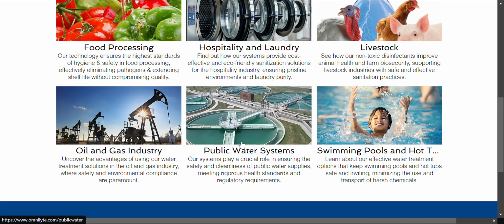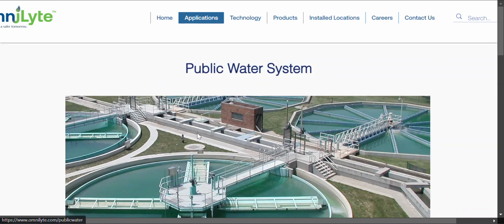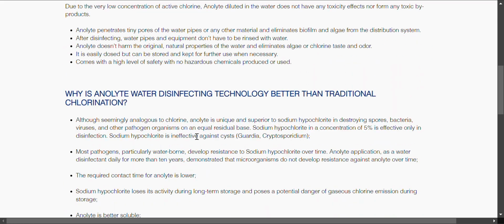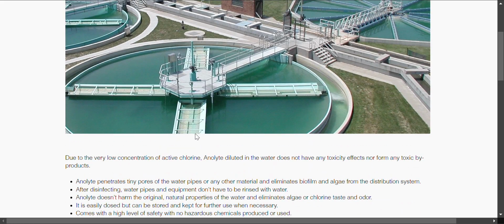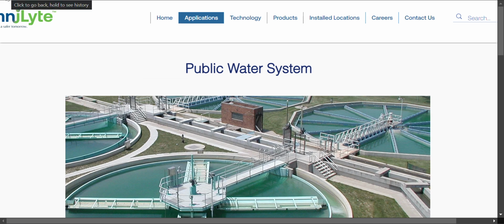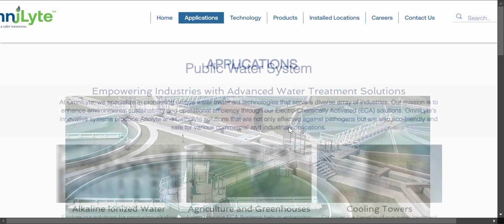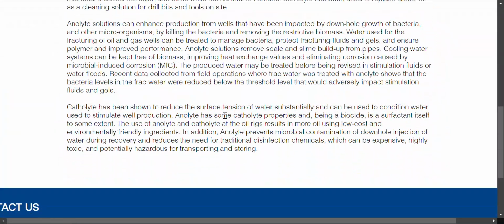And then public water systems, I'm not going to click on this one. I mean, sure I will, why not? But water treatment, drinking water, municipal water, there are ways for our machines to be integrated into these systems to eliminate everything, again, from biofilm, algae, contaminants, toxins. But again, this is a much more in-depth topic. We'll probably do a full video on each one of these here in the near future.